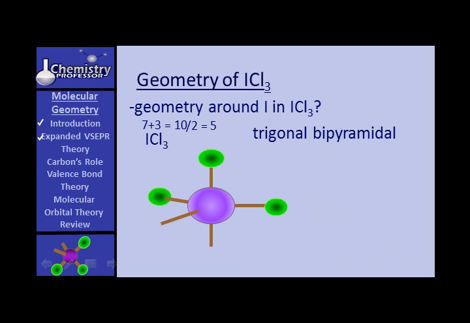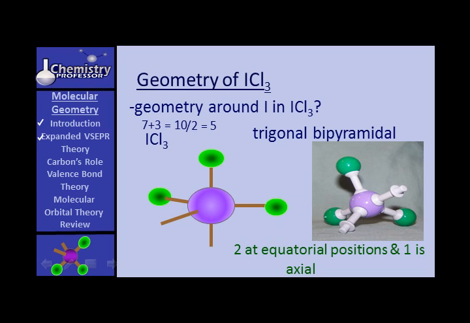Here's another one. Now this is also meeting all the requirements. It's trigonal bipyramidal, and you've got lone pair electrons in two positions. You see that two of the chlorines are at equatorial positions and one is axial. And the model looks something like this.